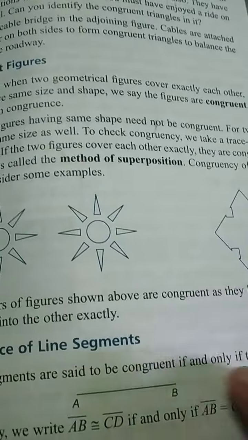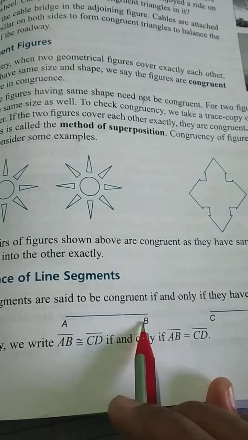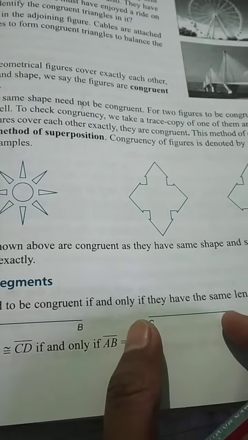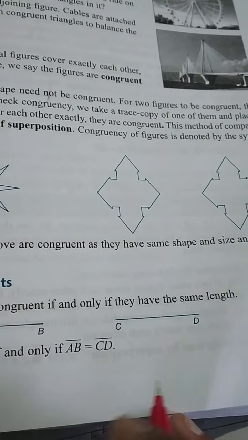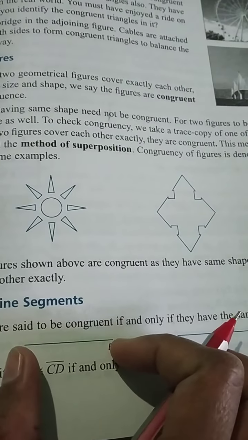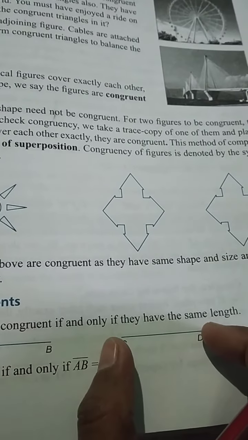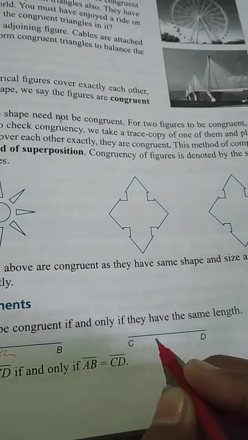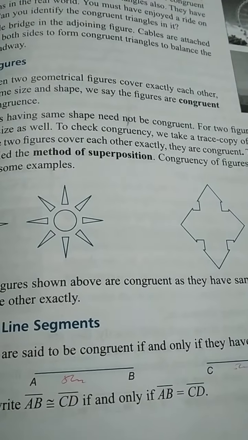Now come here. There is congruency of line segments. Two lines are called congruent lines if their lengths are equal. So we can say AB is equal to CD. The measure of this line segment is equal to the measure of this line segment. Suppose this is 5 centimeter, then this is also 5 centimeter. Then we can say both are congruent.